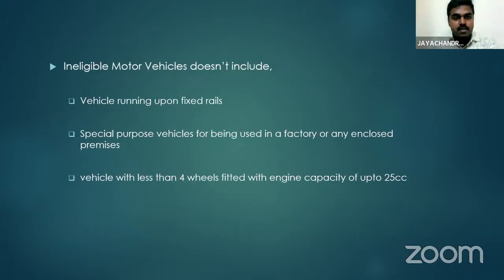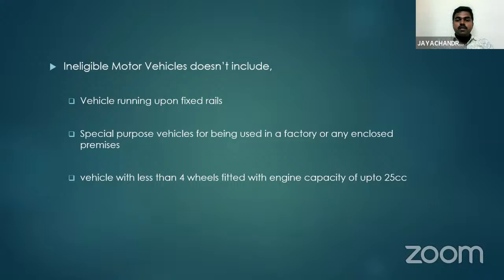But for these 3 motor vehicles, they can avail ITC without any restriction. What are those 3 motor vehicles? First, vehicles running upon fixed rails. Some large factory, for example, a cement factory, or Neyveli NLC and all, they may have some fixed rails to transport the coal or cement. Okay, rail means not only train or goods train. If they have laid some track and they are using that vehicle on that track, for that vehicle they can avail the ITC.